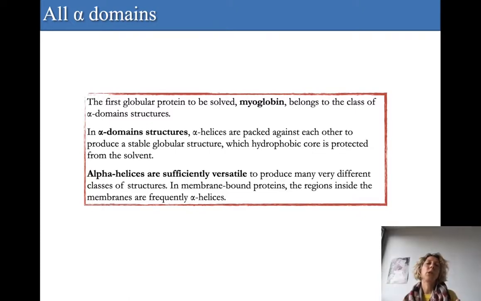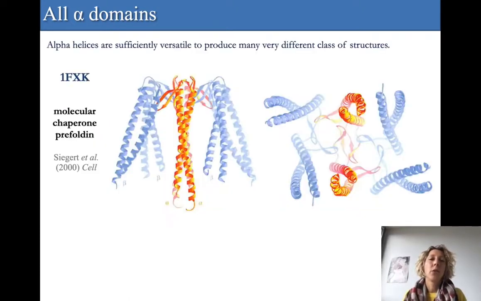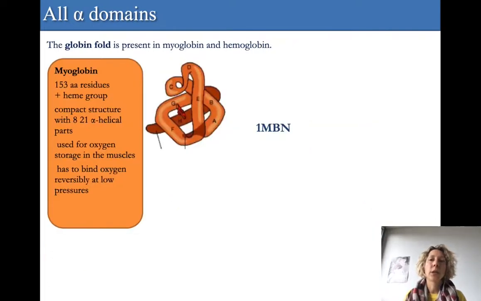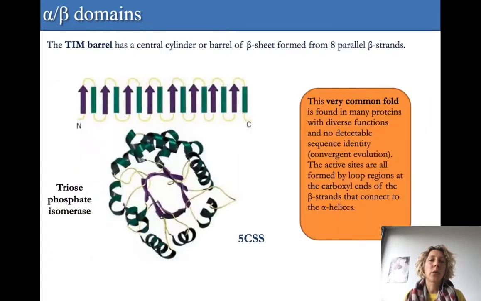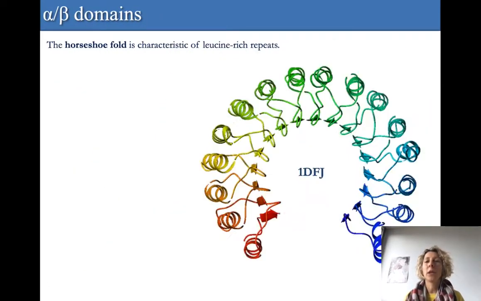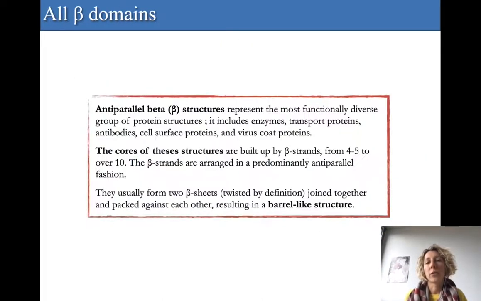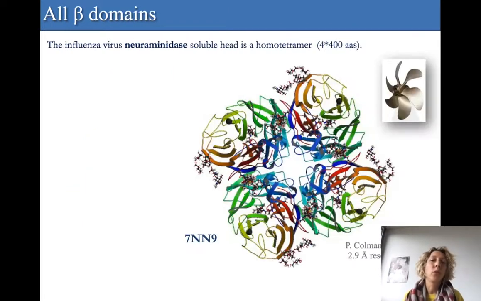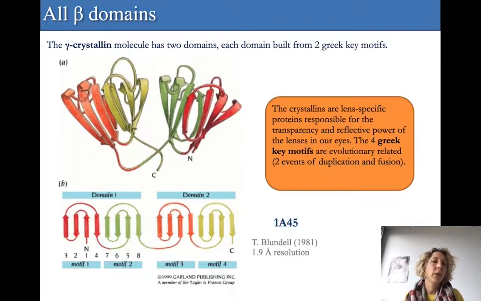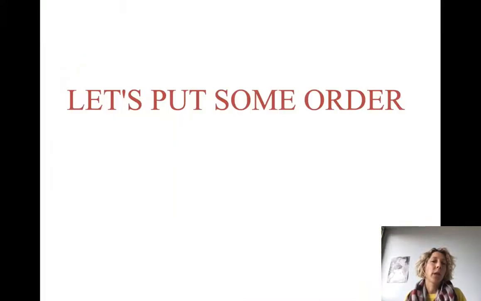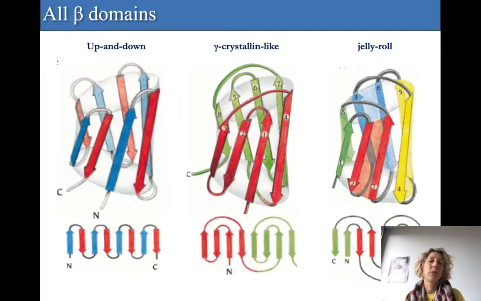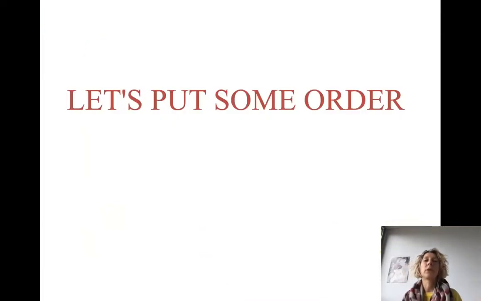Here I will let you go through the slides on your own because I think these are interesting cases, but I don't want to spend too much time. It's just to give you an idea of all the folds. A fold is a combination of secondary structural elements: all the folds that are known, that are ancient, how they were found, and also what their differences are. Let's put some order now.